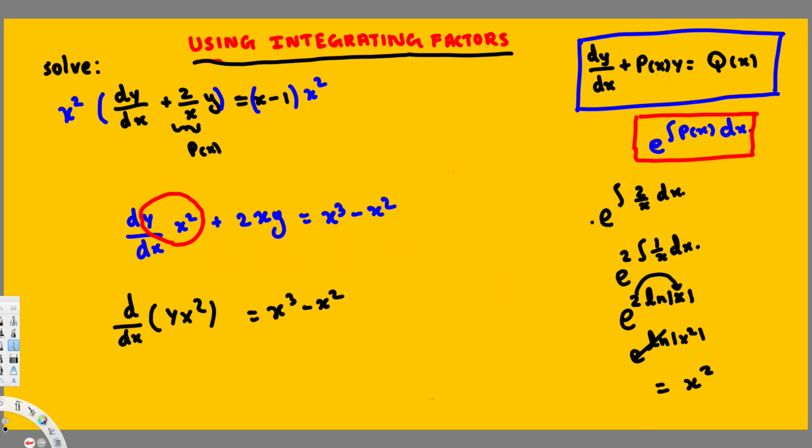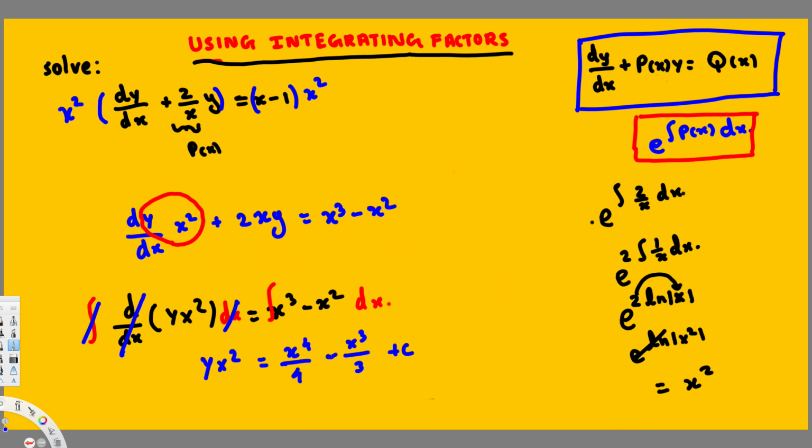And after that, all we have to do is integration in terms of x. So here, when we do the integration, the integration and differentiation cancel each other, so we are only left with y x square. And then on the other side we are going to have x to the power 4 divided by 4 minus x cubed divided by 3 plus constant.